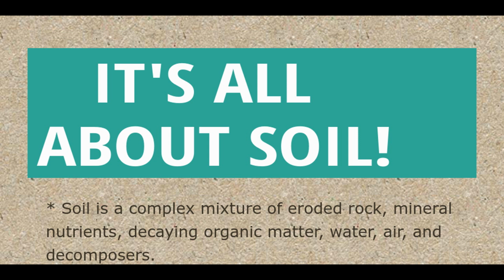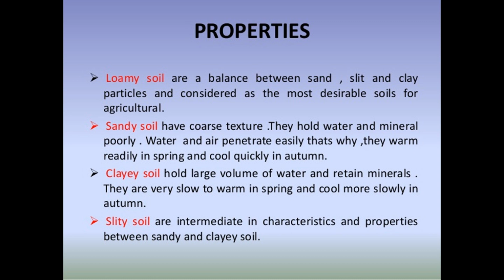Soil is a complex mixture of eroded rock, minerals, nutrients, decaying organic matter, water, air, and decomposers. And to continue our lesson, we want to go into listing the different types of soil and their properties. We have loamy soil, or loam soil. We have sandy soil. We have clay soil. And we have silty soil, or silt soil, which is the fourth type of soil that we're going to learn about today. So let's go into the different properties of each of the different types of soil.